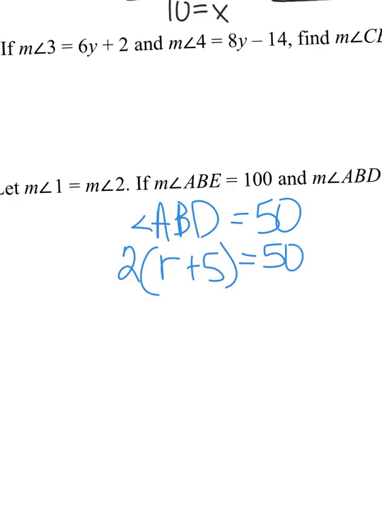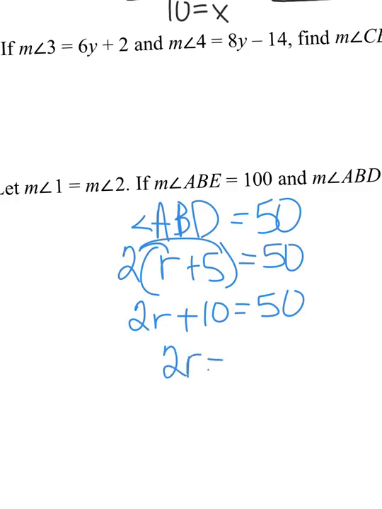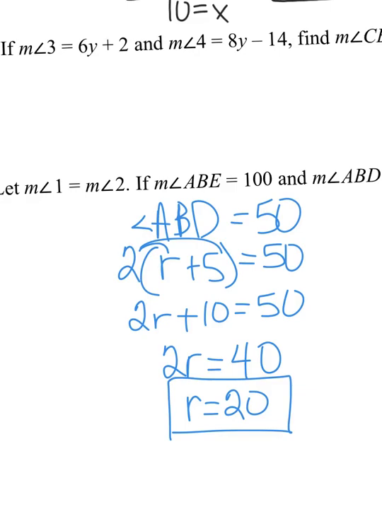When I have a number outside my parentheses, I distribute to everything inside my parentheses. So here and here, I have 2R plus 10 equals 50. Minus 10, 2R equals 40. Divide by 2, R equals 20. And since the question says find R and DBE, well, I found R, there's one of my answers.